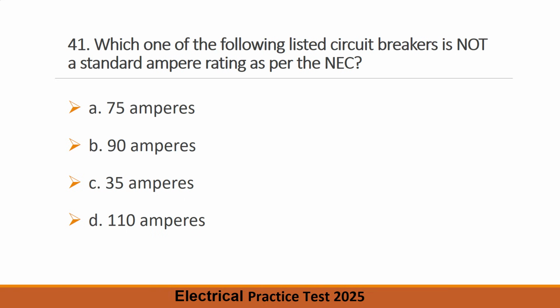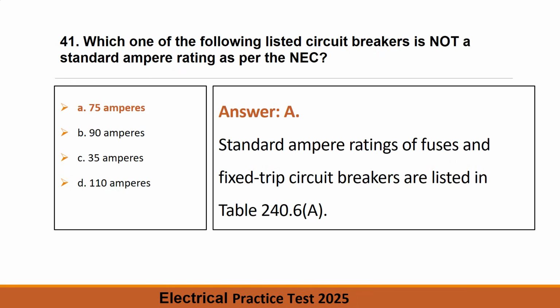41. Which one of the following listed circuit breakers is not a standard ampere rating as per the NEC? A. 75 amperes. B. 90 amperes. C. 35 amperes. D. 110 amperes. Answer, A. Standard ampere ratings of fuses and fixed trip circuit breakers are listed in Table 240.6, A.